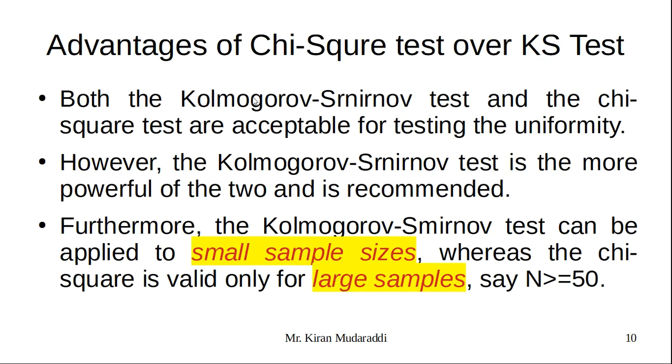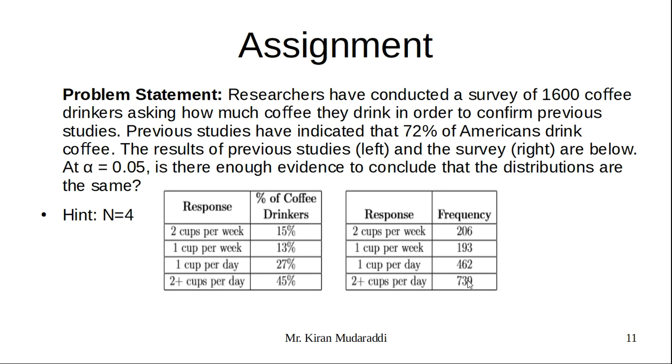Both the KS test and the chi-square test are used to check uniformity, but the KS test is basically used for small sample sizes, while the chi-square test is used for large samples. In the previous video lecture you saw the KS test, and in this lecture you saw an example with large samples. Okay, this is one of the advantages of the chi-square test over the KS test. So copy this assignment question and try to solve it using the chi-square test.